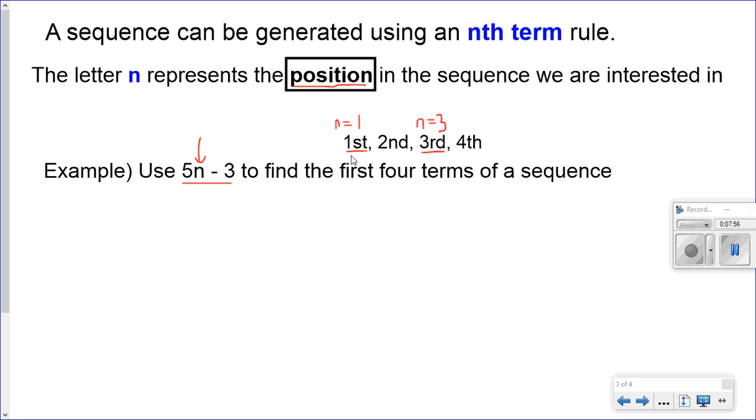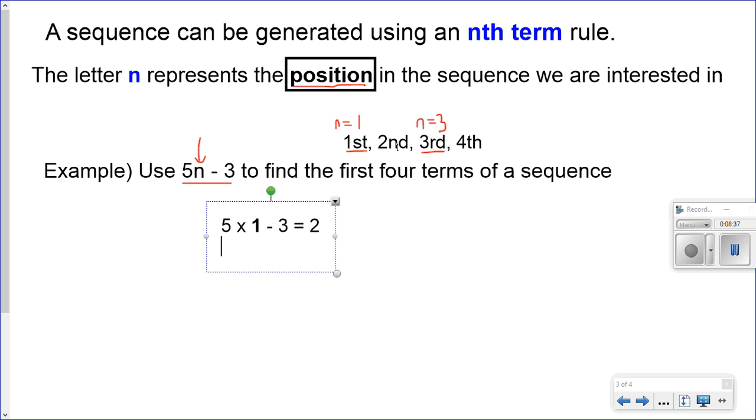Okay, so let's start with our first term. So here's our rule, remember, 5n minus 3. What does that mean? That means 5 times whatever n is. 5 is in front of n, so it's timesing n. And then we're taking away 3. But for our first term, we are going to replace n with the value of 1. So let's delete the letter n and replace it with the value of 1. So now we can work it out. 5 times 1, take away 3, gives us an answer of 2.